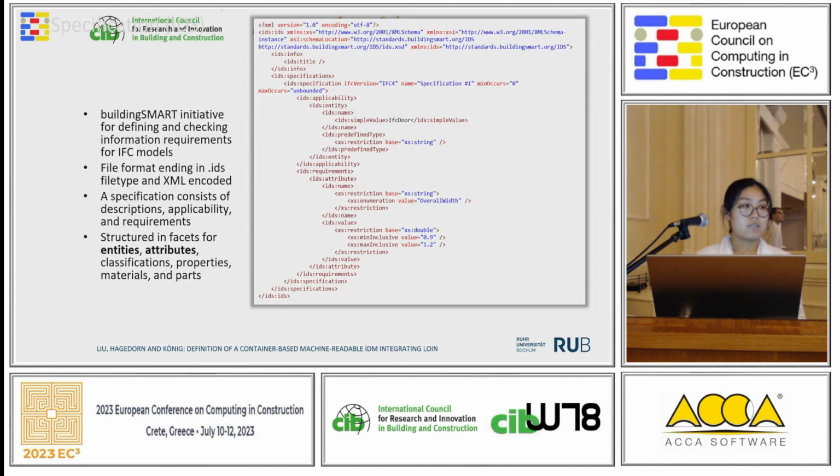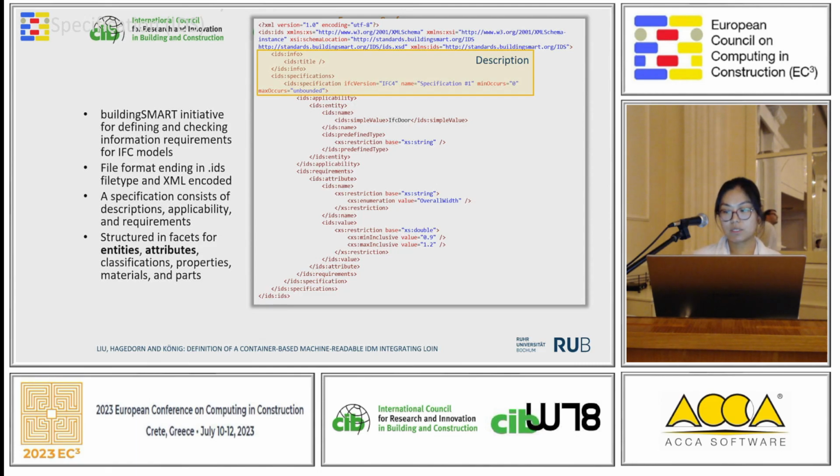So the current development of buildingSMART addresses these issues and provides the information delivery specification, or IDS, for specifying and checking the exchange information requirements for an IFC model. The original IDS is encoded with XML, and the file format is defined as .ids. The exchange requirement declared in IDS contains three major parts.